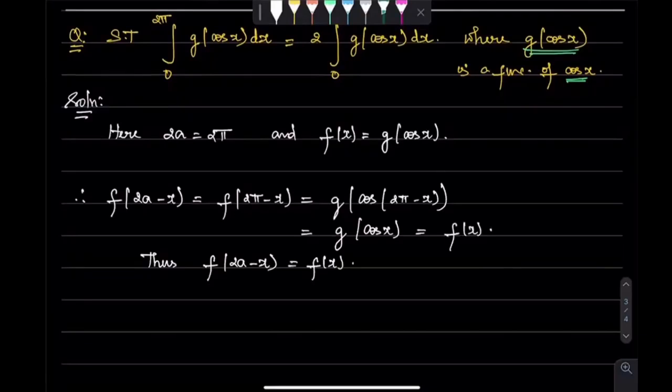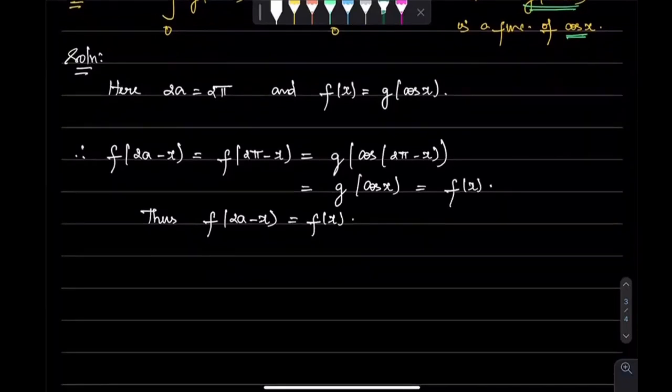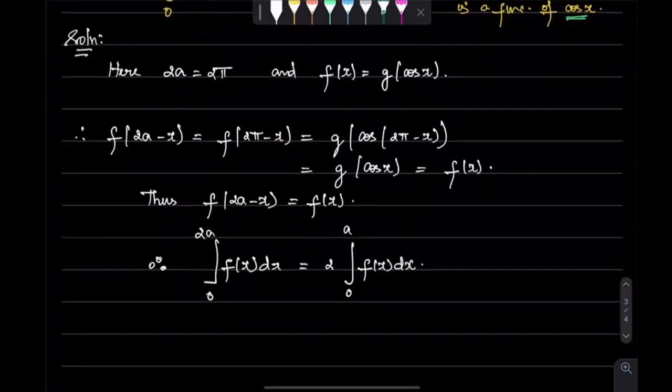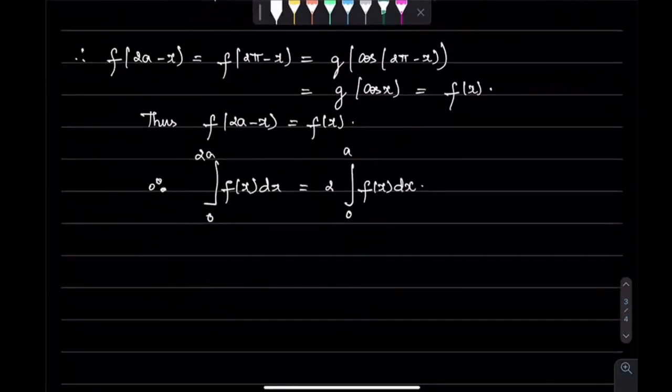Therefore, what is the property? Integral 0 to 2a f of x dx. What happens to this? It becomes 2 times the integral 0 to a f of x dx. This is a property. So this implies, what is my theorem?